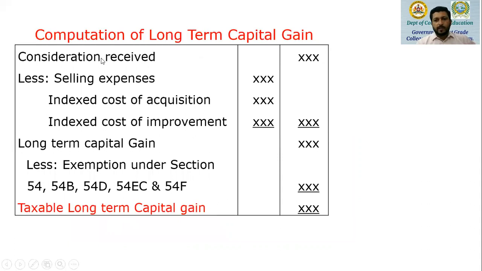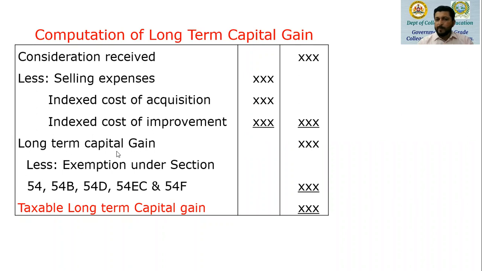Again, the starting point will be sale consideration received. Then we deduct selling expenses. Now, a very, very important point: we deduct the indexed cost of acquisition. How do you index the cost of acquisition? Similarly, we have the indexed cost of improvement. So how do you calculate the indexed cost of acquisition and indexed cost of improvement? We will understand that. So selling expenses, indexed cost of acquisition, and indexed cost of improvement put together are deducted from sale consideration received. We arrive at what is called long-term capital gain.